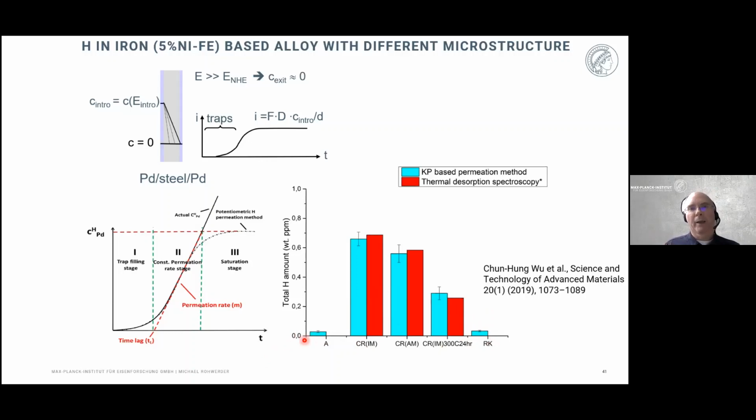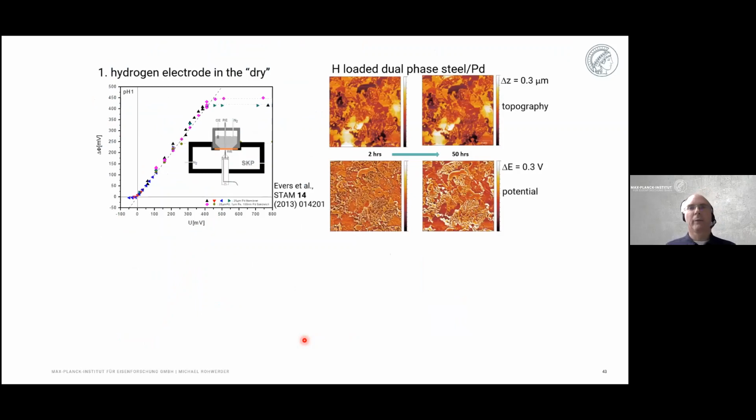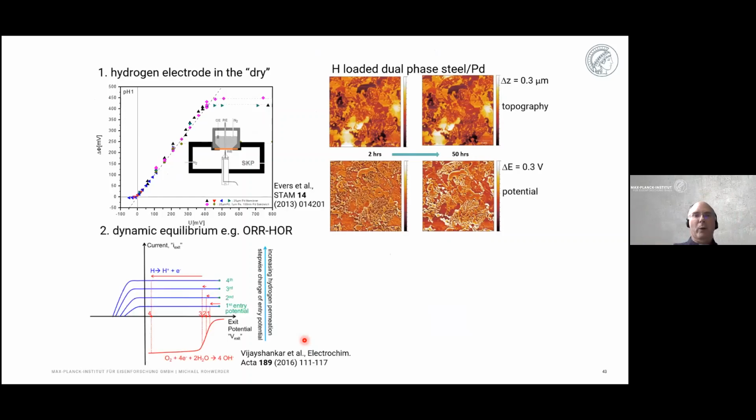What I've shown you here is that we have developed a technique which is highly sensitive and also highly laterally resolved. That is one thing we do with this hydrogen electrode in the dry, using it for hydrogen detection in materials. And the other approach, which I mentioned shortly at the beginning, is that we can also use it to study, for example, oxide reduction on dry surfaces or buried interfaces.